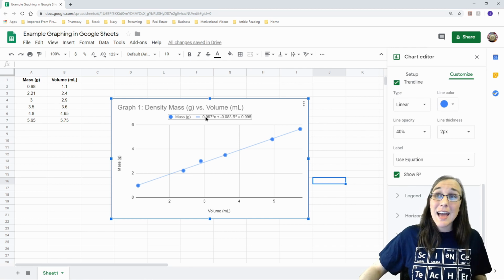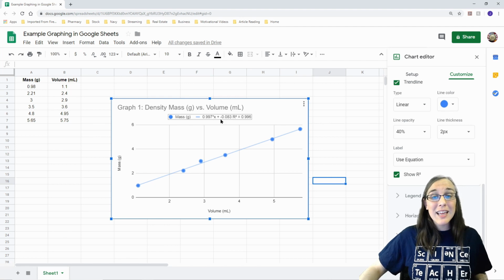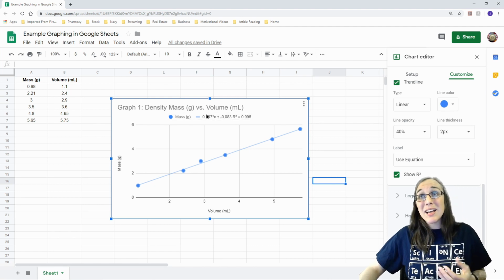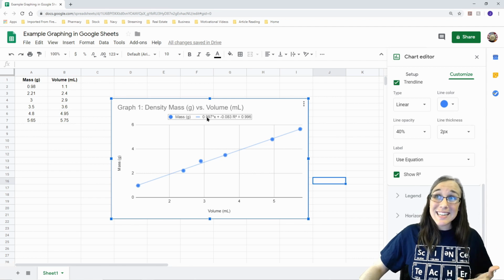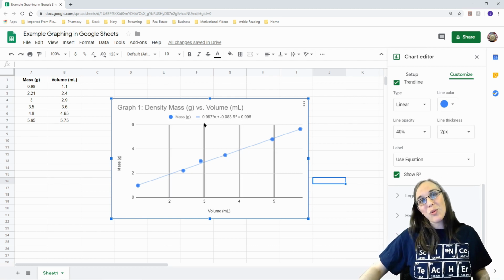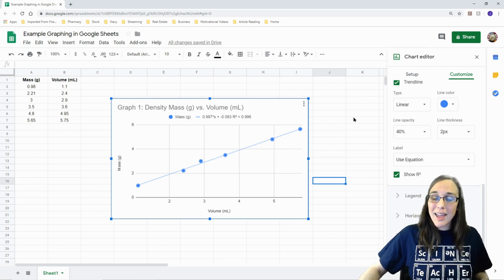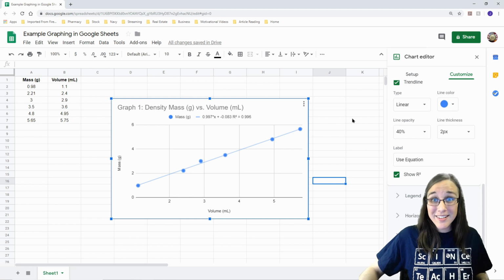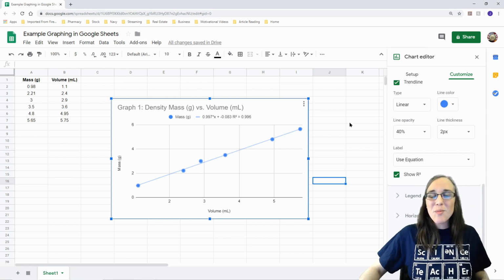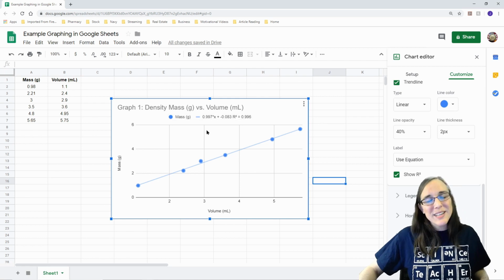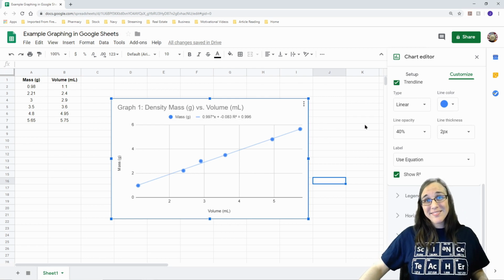What you can see then is that my y equals mx plus b has m as 0.997 and b as negative 0.083. In this case, my m is representing my slope, therefore the density in this case. So my density of this chemical would be 0.997, which is exactly what I expected for water. Water's density by professional standards is 1, but from what I could do, 0.997 is pretty close. Hope that was helpful. Happy graphing!